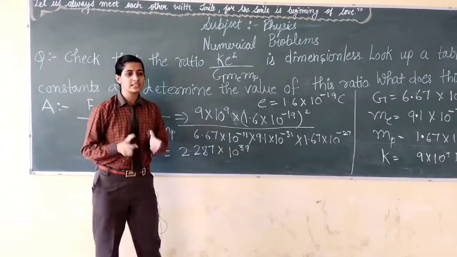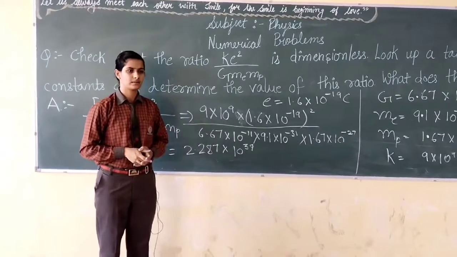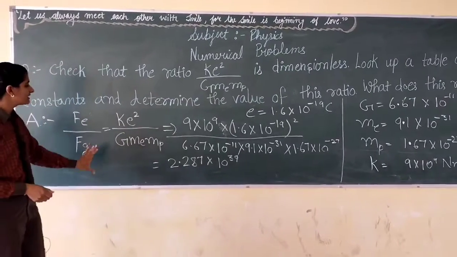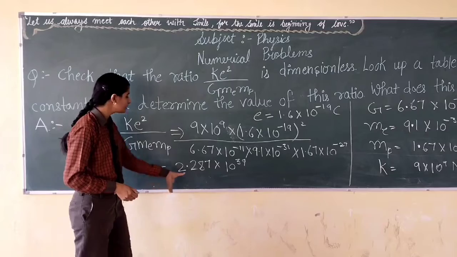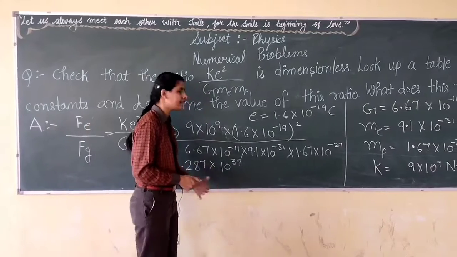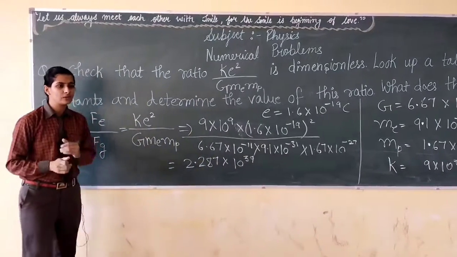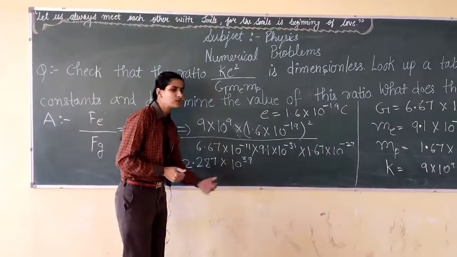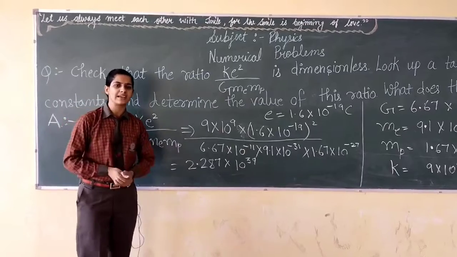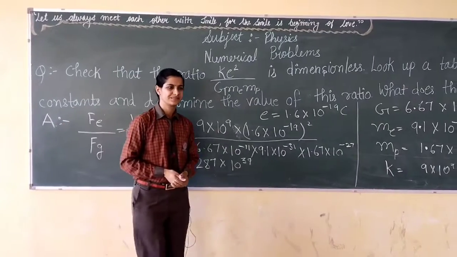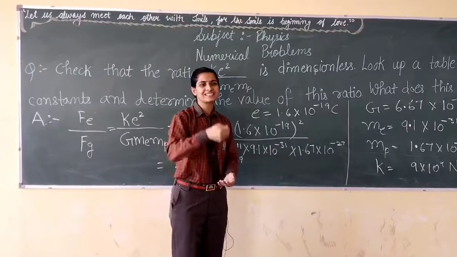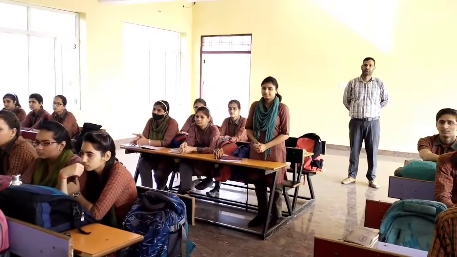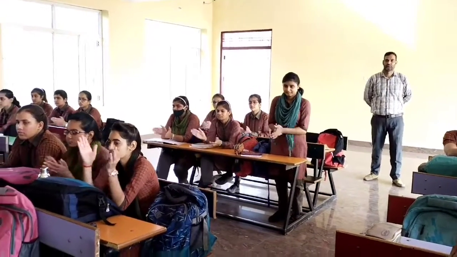In every numerical value we use the SI unit. Why have we not used the unit here? Anyone can tell me why we do not use any type of SI unit here? Everyone knows the answer. Yes, Kanika? Because this is a dimensionless quantity. Right answer. Clap for Kanika.